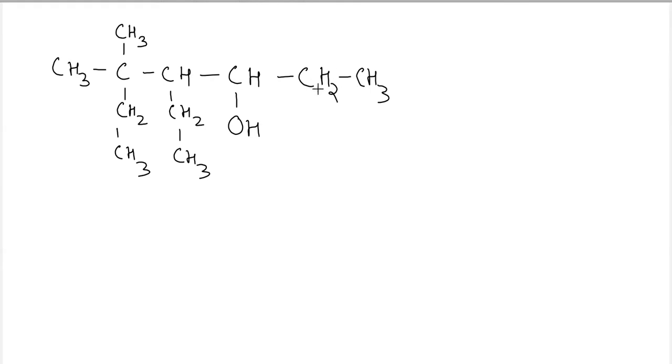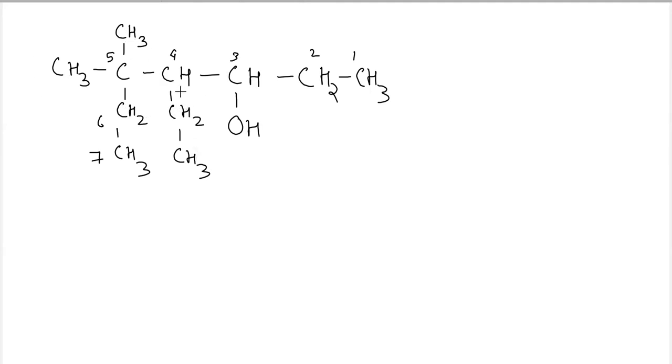So 1 2 3 4 5 6, 1 2 3 4 5 6. Okay, so here we can see that the longest chain which we are taking here will be 1 2 3 4 5 6 7. This one will be the longest chain. Why? Because it is containing the most number of substituent groups here, 1 1 2 3.